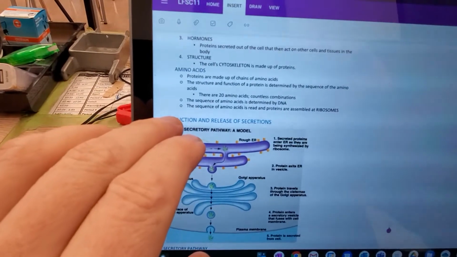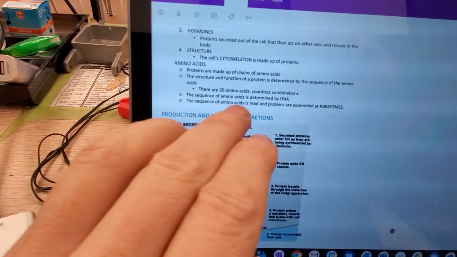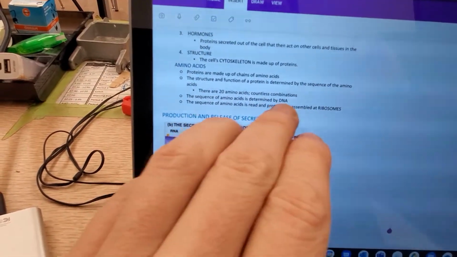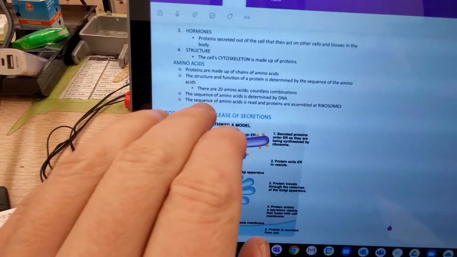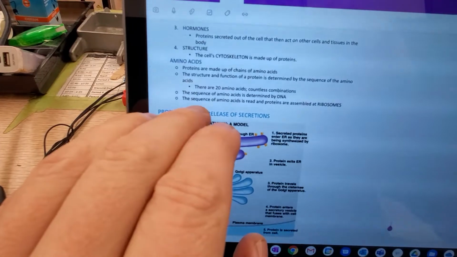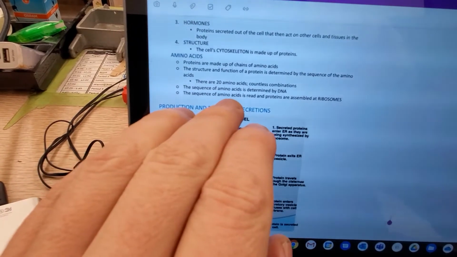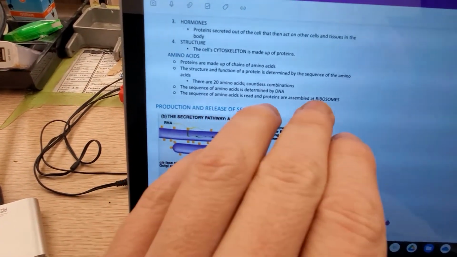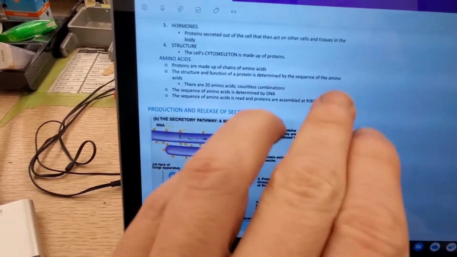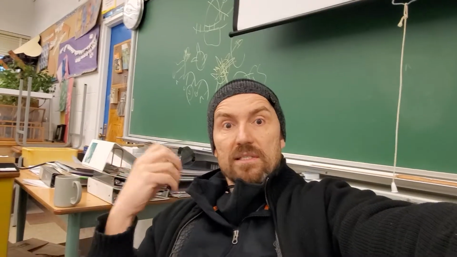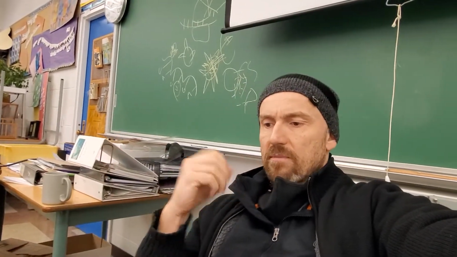And so the DNA sequence is transcribed by RNA, and then the RNA goes out of the nucleus, and in the cytoplasm, the sequence of amino acids is read, and proteins are assembled at ribosomes. So remember, all cells need ribosomes, because for protein synthesis, you need ribosomes to make proteins.